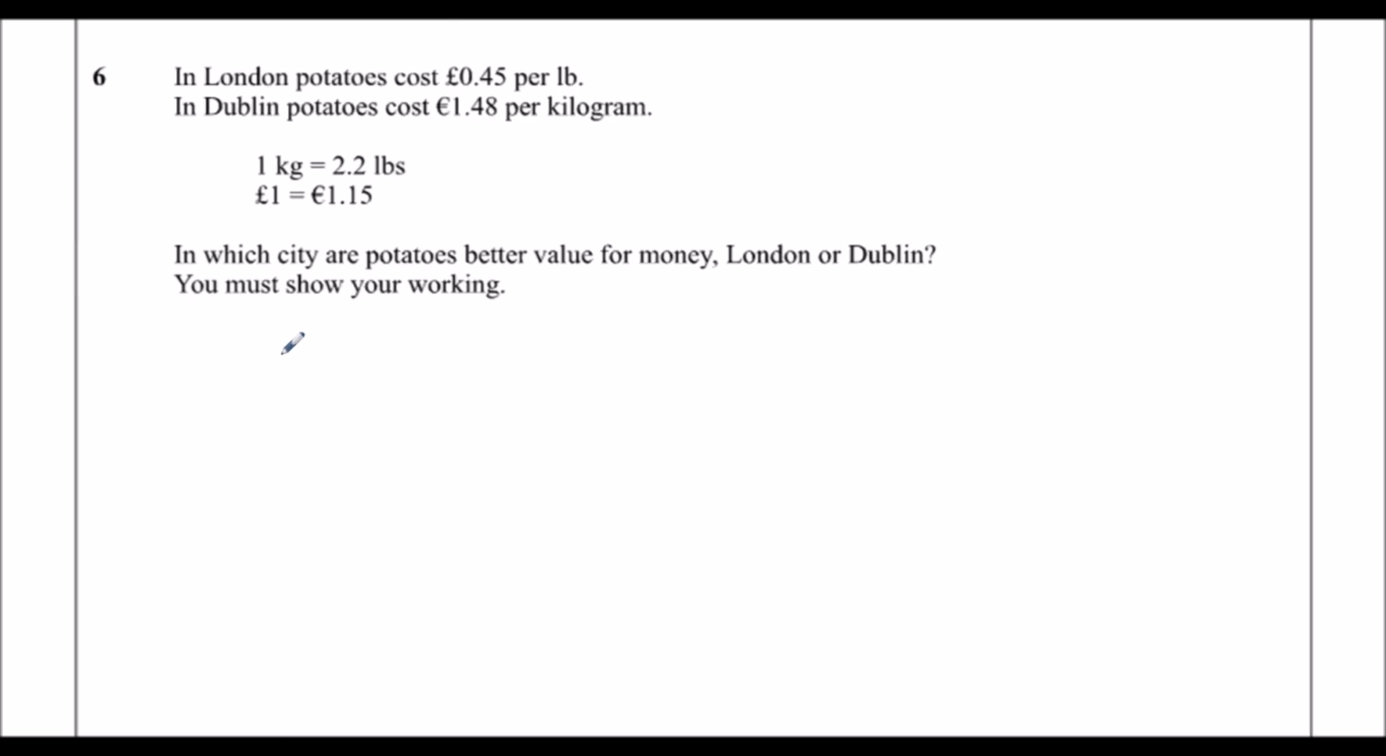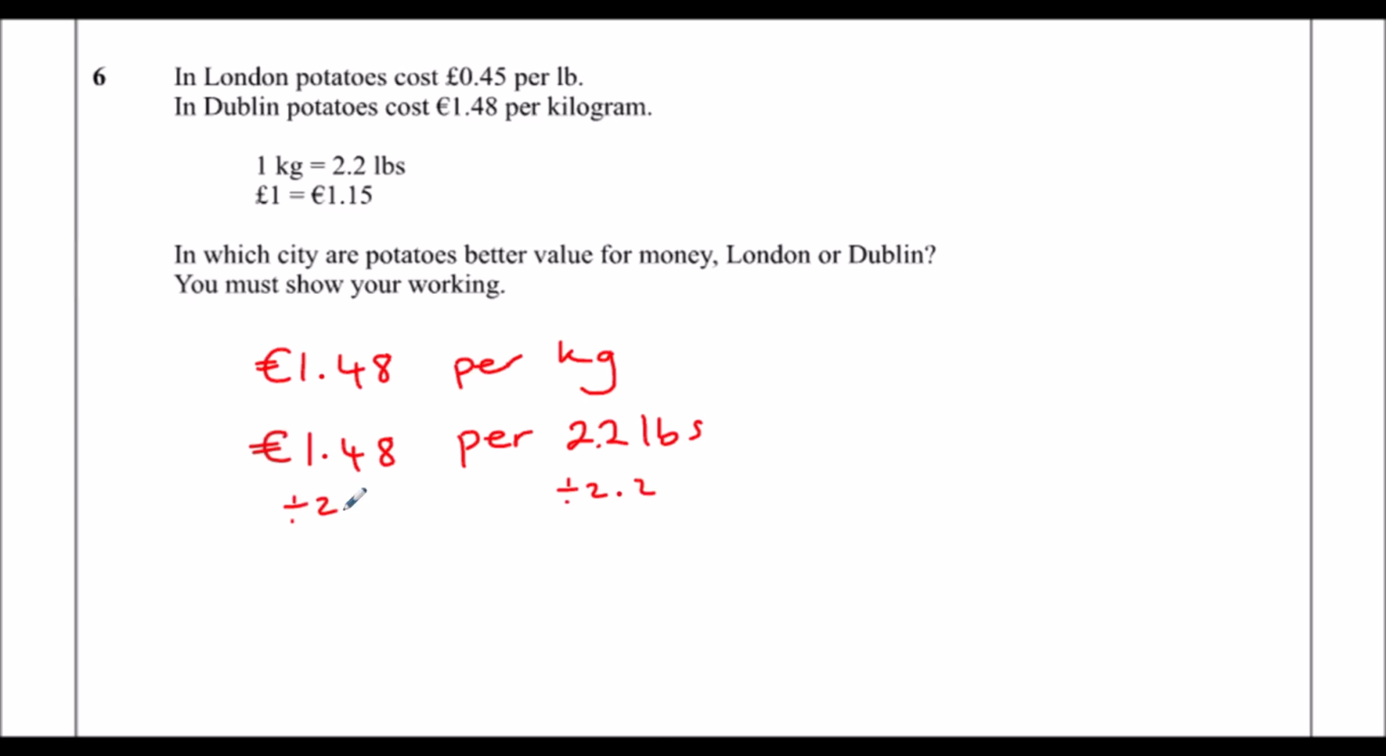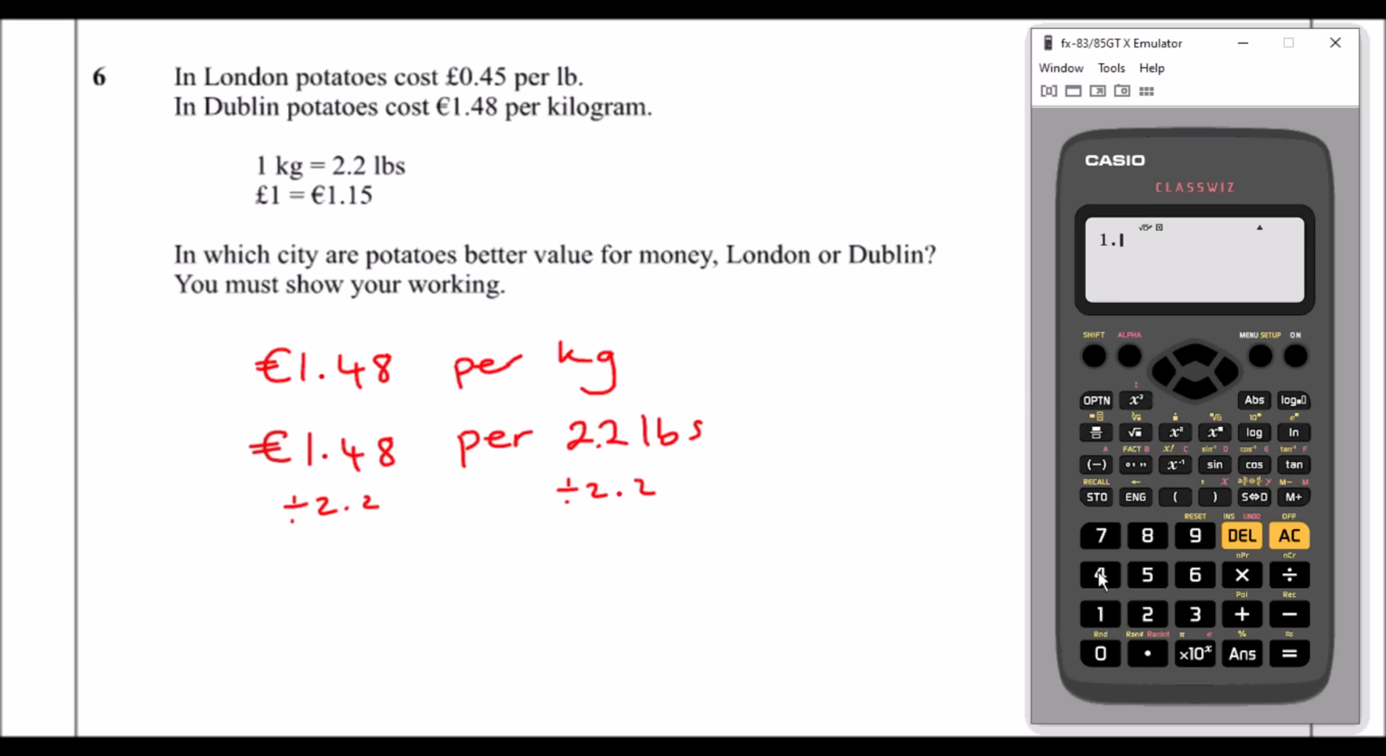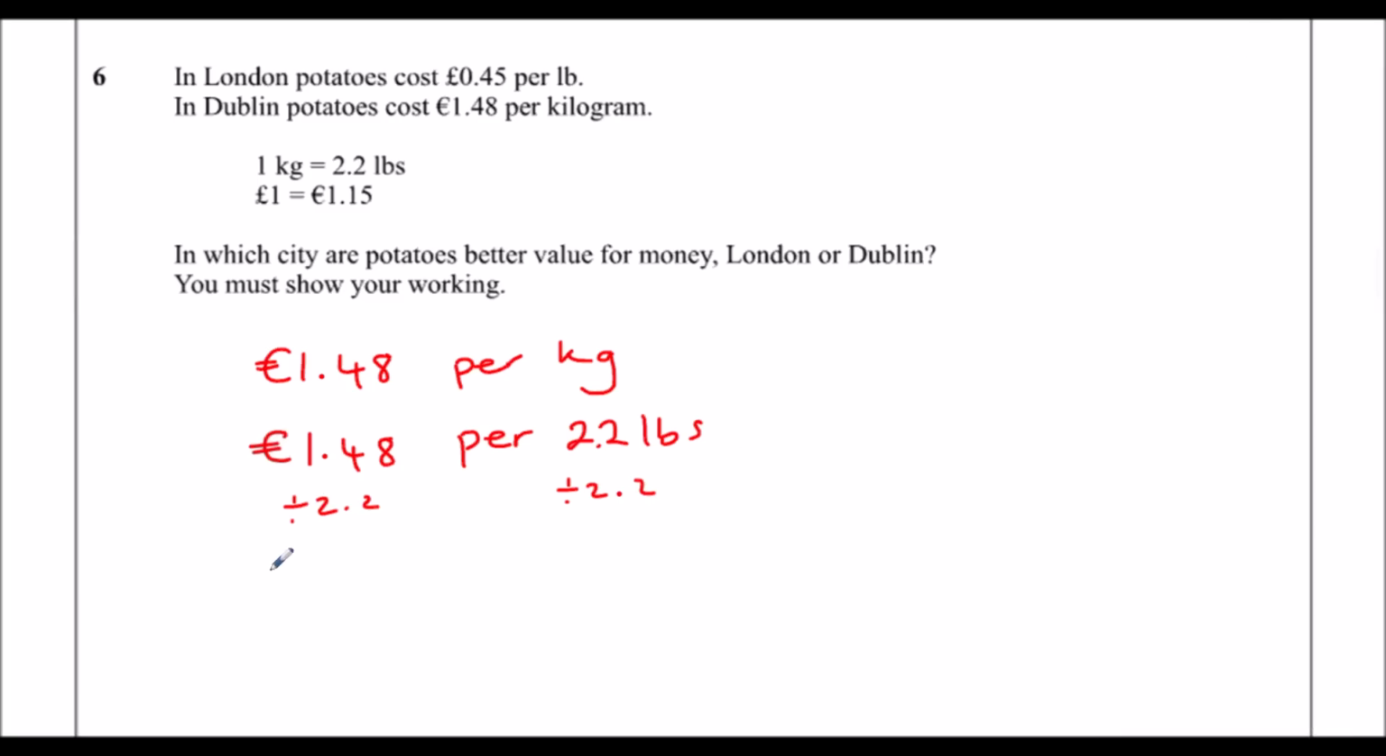Let's change Dublin. So we've got €1.48 per kilogram. And 1 kilogram is 2.2 pounds. So it's actually €1.48 for 2.2 pounds. We can change this to 1 pound by dividing by 2.2. So 2.2 pounds costs €1.48. If we divide by 2.2, we'll find out what 1 pound costs. So 1.48 divided by 2.2 is 37 over 55, or 0.67. So 67 cents per pound.